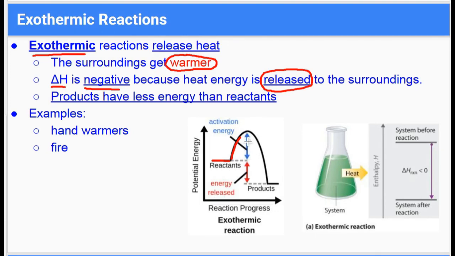So blue is the activation energy. Red is the energy that gets released. So you can see the energy of the reactants is more than the energy of the products because the products is down here. The products is lower in energy because energy was released in the form of heat. So this would be an exothermic reaction because the energy of the reactants is higher than the energy of the products. Energy was lost, and that's why it's going to have a negative delta H or negative enthalpy.